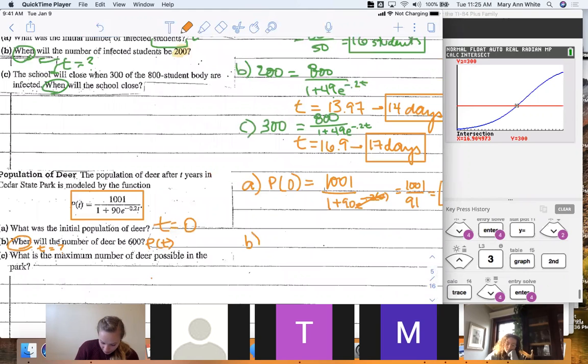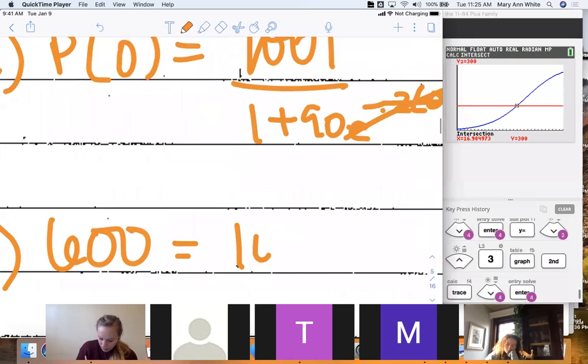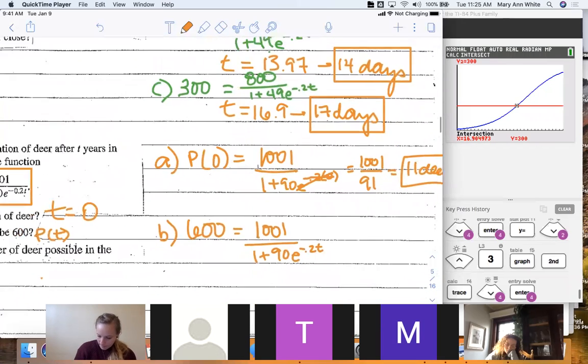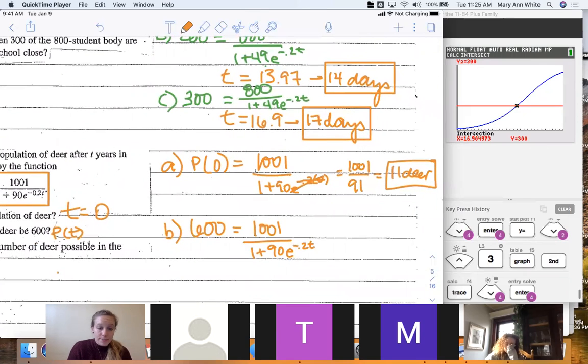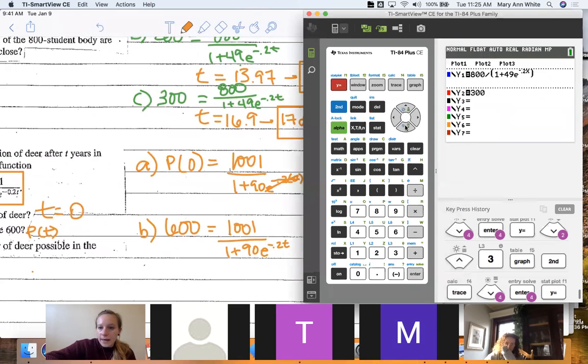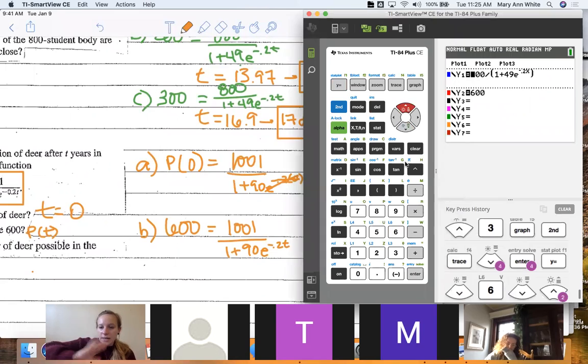So letter b, I'm going to say 600 instead of P of t. I'm going to write the rest of my equation the same. I'll zoom out in 1 second. I do not have t this time, so I need to make sure I use my x as my t. So let's plug it in. Again, my y2 is going to be like that horizontal line that I'm finding the intersection at, so that's going to be 600.